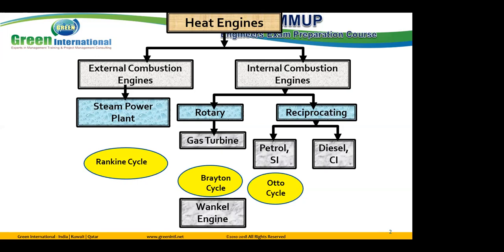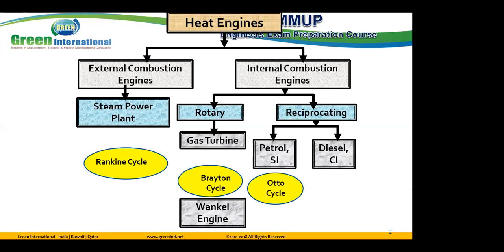And for external combustion engine we will study the steam power plant, and the cycle for this one is called the Rankine cycle. And for the internal combustion engine, like rotary and reciprocating, we will study the rotary gas turbine, and this cycle is the Brayton cycle. If you remember the previous session, we studied the reversed Brayton cycle, and today we will study the normal one, Brayton cycle.